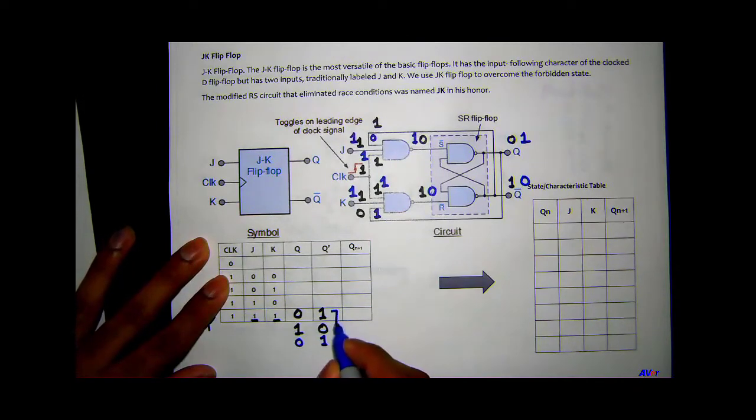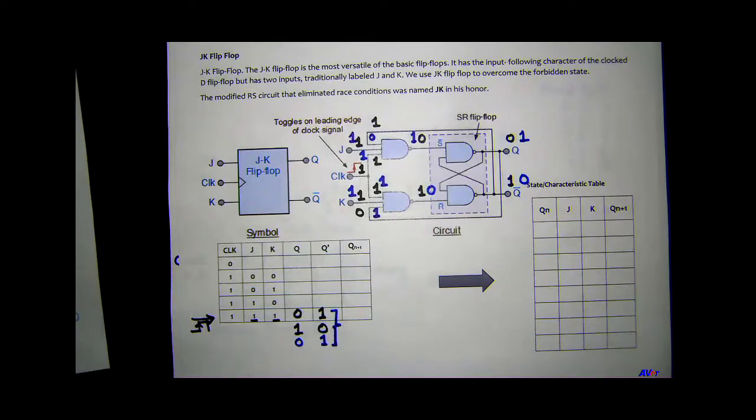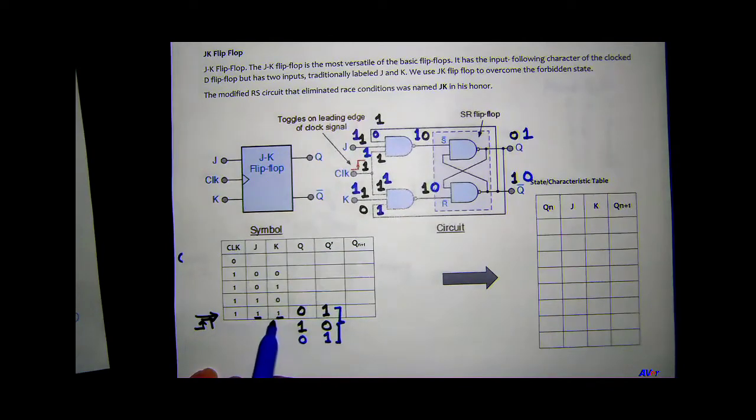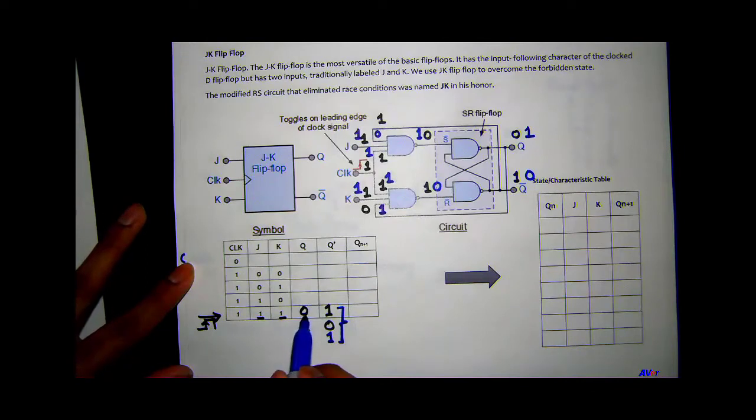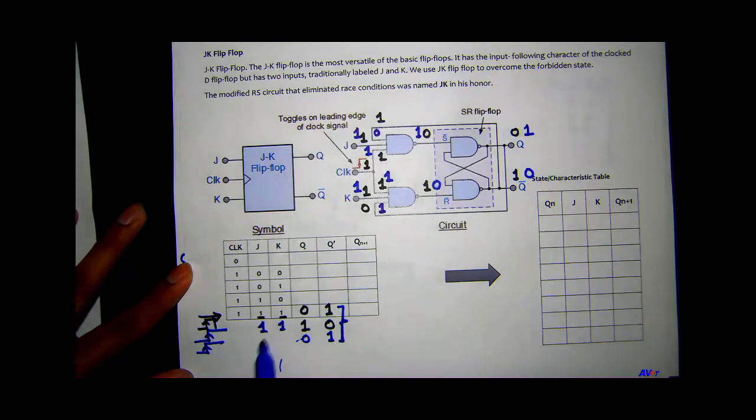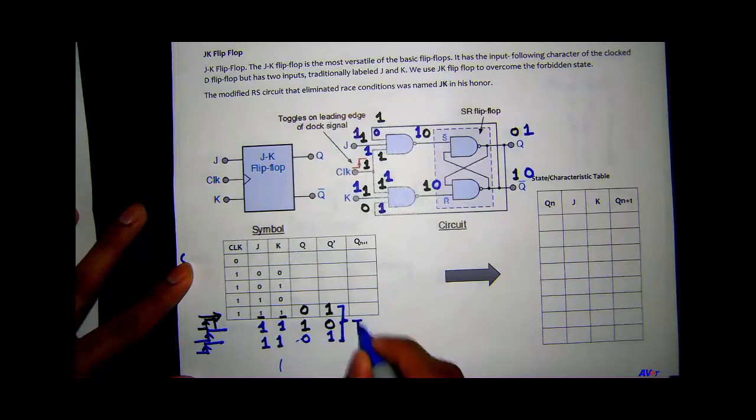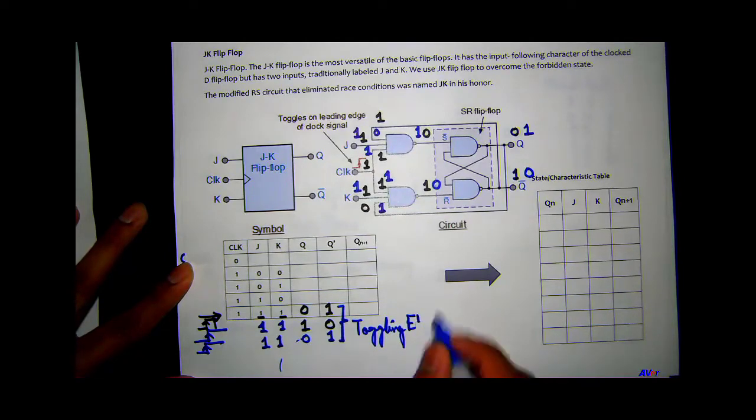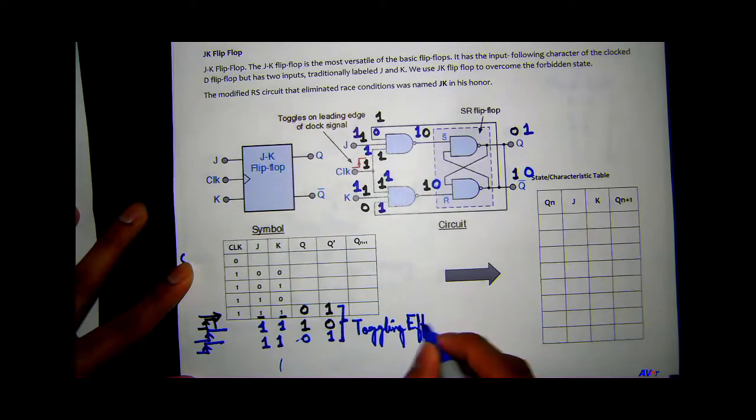So if you look at these three situations where we had J and K set to 1, when the first clock arrived, the Q was 0, Q naught was 1. When the next clock arrived, J and K were still 1, but then Q changed from 0 to 1 and Q naught changed from 1 to 0. When the next clock cycle arrived, again J and K were set to 1. 1 changed to 0, 0 changed to 1. So this is what we know as a toggling effect. Okay? It's basically going on and off, on and off, on and off.